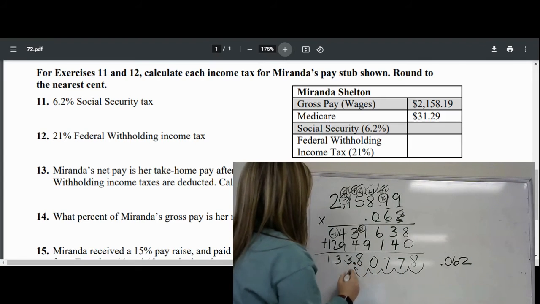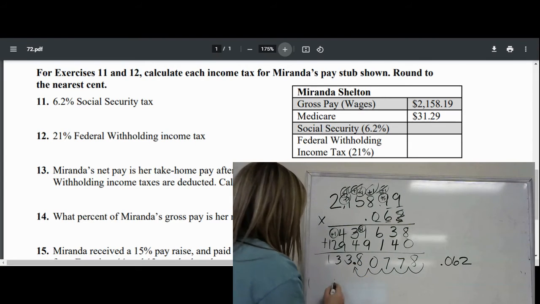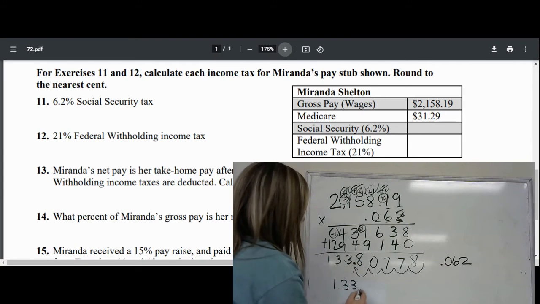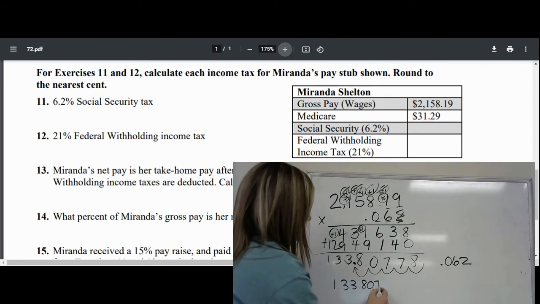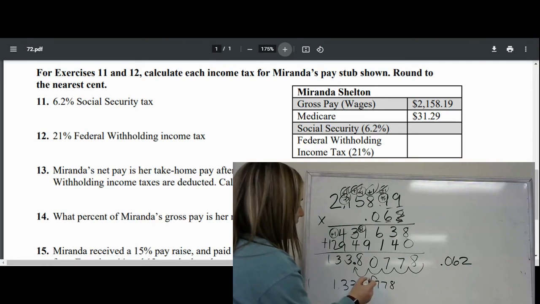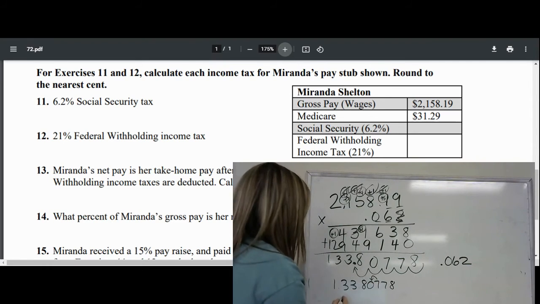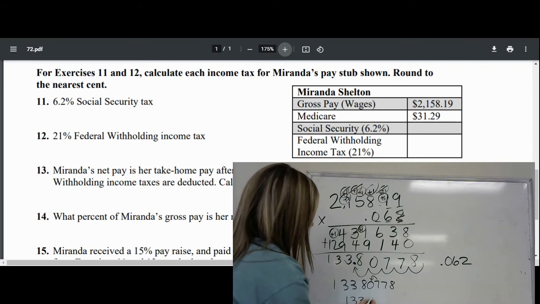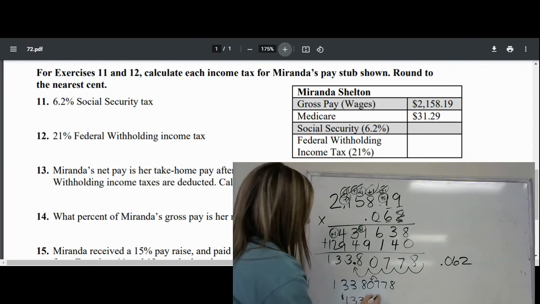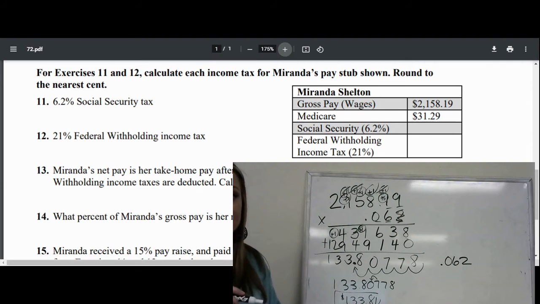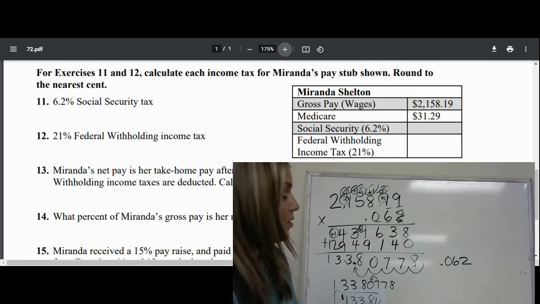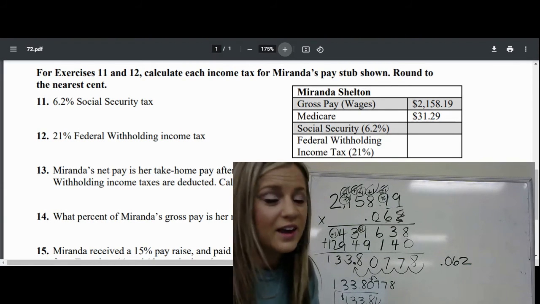All right, so let's look at this. We have 1,338,0778. All right, now this 7 is going to bump that up to a 1. I didn't even put a decimal there. So $133.81 from her paycheck is going to go to Social Security. Now, that's a lot every month.